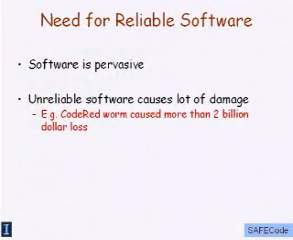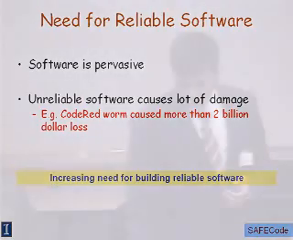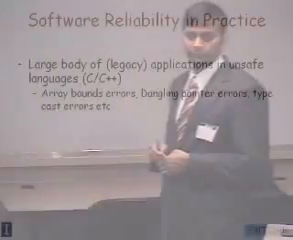Well, we all know that software has become pervasive. We are using it for everyday applications, mission-critical applications, and commercial applications, and so on. And no matter what the domain of software usage is, unreliable software can cause a lot of damage. For example, the Code Red worm is reported to have caused more than $2 billion in losses. So regardless of the domain, there is an increasing need for building reliable software.